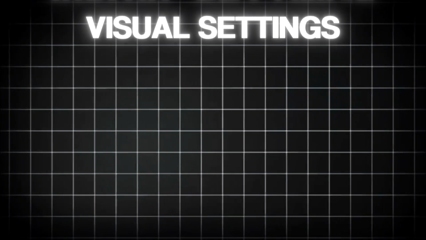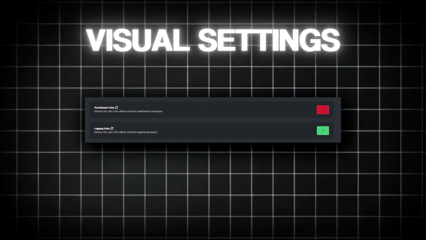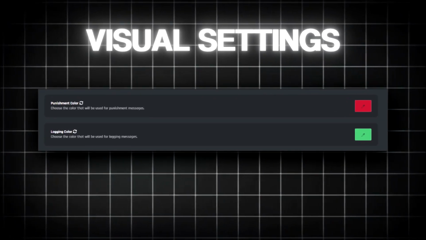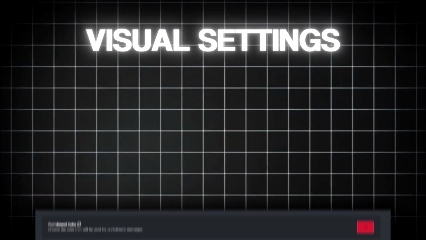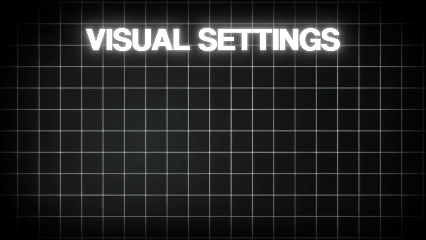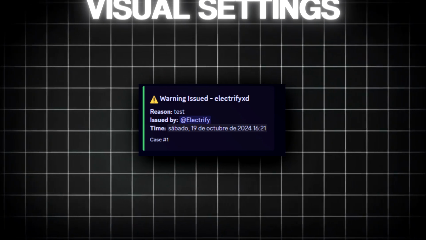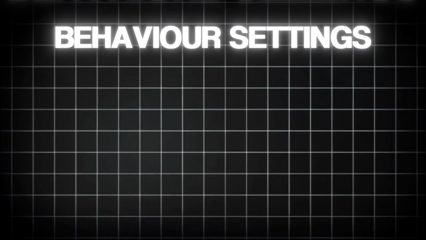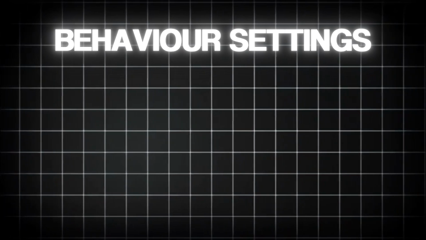Next, we got visual settings. You can essentially pick any two colors that you want for punishment messages or logging messages respectively. So if you got a warning, then the message that follows will be using red by default. If a log has been made, it will use green by default. Behavior settings pretty much lets you change the way the bot behaves when punishing users.